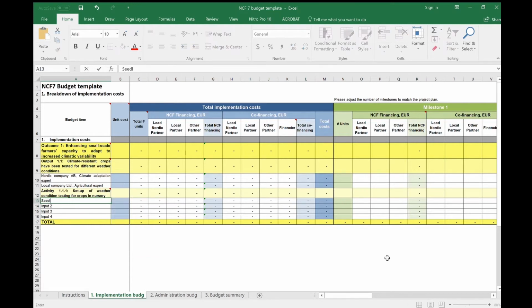The other inputs should be inserted under each relevant activity. Here, we insert the inputs needed for our example activity 1.1.1. Again, the rows that are not needed are removed.